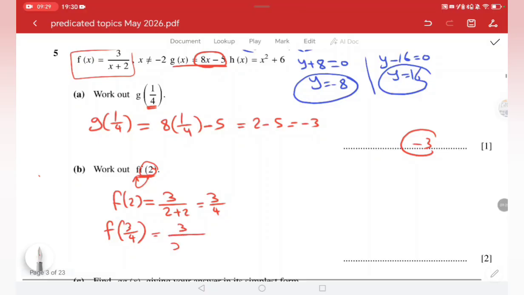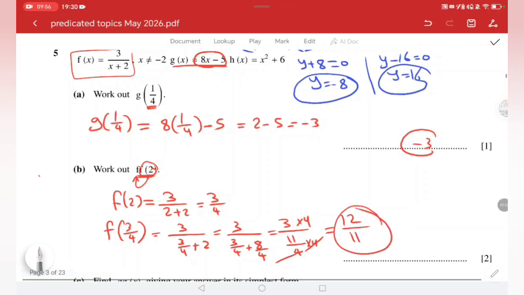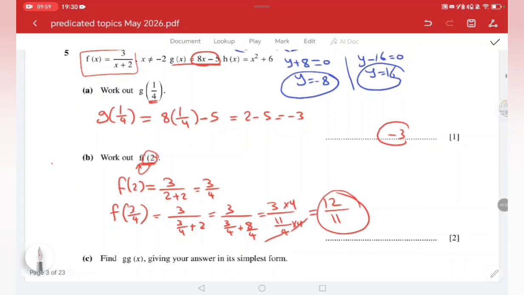This is 3 over x. X here is 3 over 4 plus 2. Okay, so it will be 3 over 3 over 4 plus 8 over 4. So we can say 3 over 11 over 4. We can multiply here by 4, there by 4. So the answer is 12 over 11. Okay? Or you can use calculator, or you can make it in mixed number. It doesn't matter actually, because they didn't say specific form.